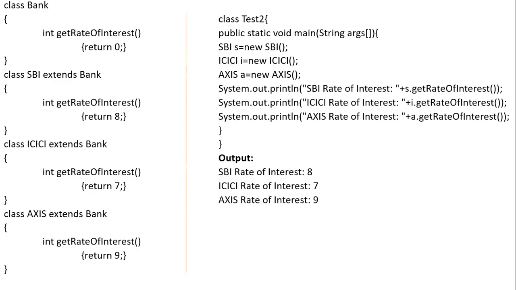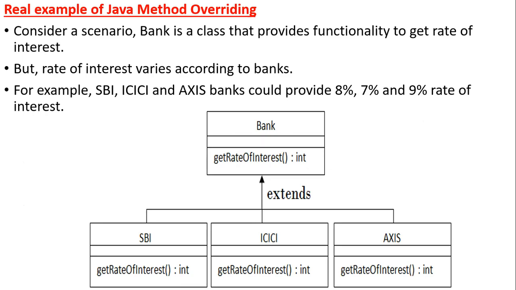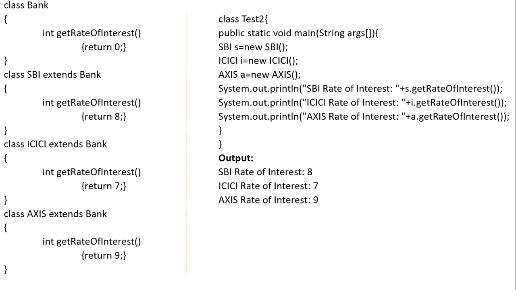So that is about a real-time example of method overriding. All banks have a rate of interest, but the percentage may differ. That means having the same method with a different implementation. In that case we use method overriding.